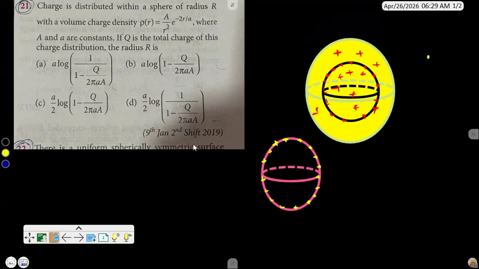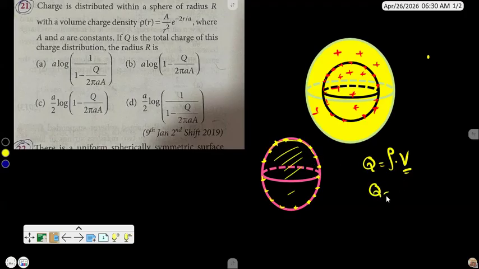So what is the charge distribution? Charge is distributed in the volume. So charge is equal to rho into volume. Volume of what? Volume of this spherical shell, not the inside part. Only this pink colored part, the volume of that part. In that only this charge is spread.